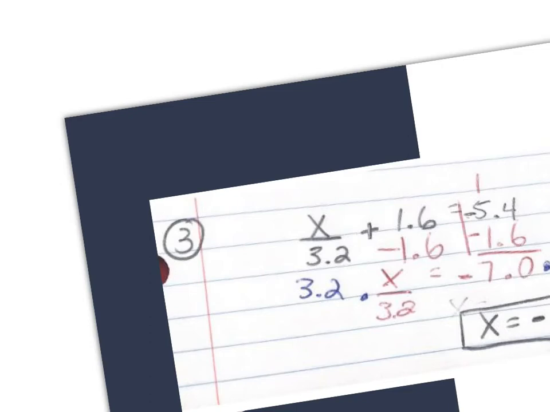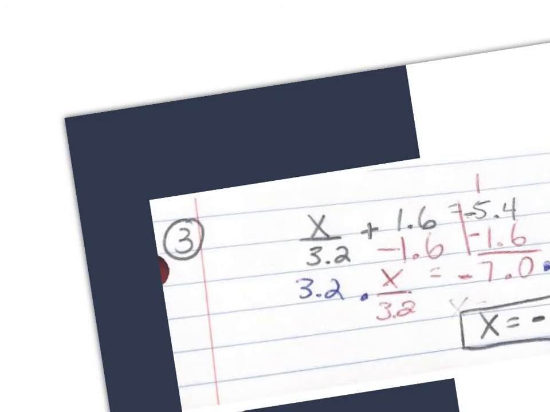Problem number 3, we have x over 3 and 2/10 plus 1 6/10 equals -5 4/10. So first thing we need to do is get rid of our constant that is on the same side as the variable. You're going to do that by taking your inverse operation, and we would subtract 1 6/10 on each side.